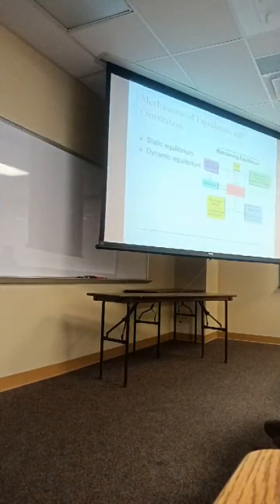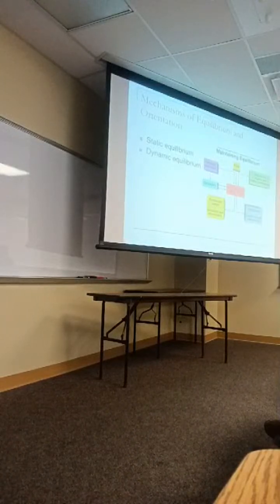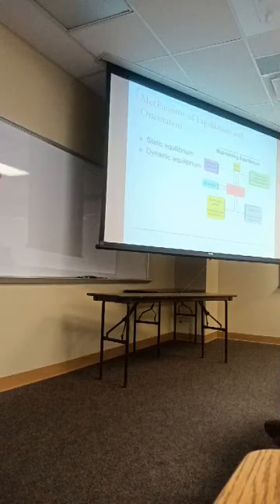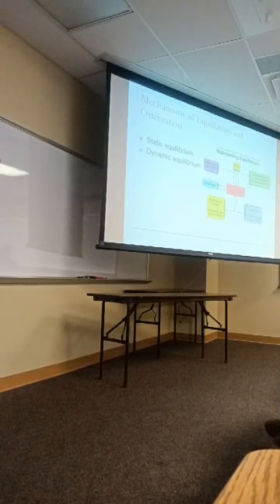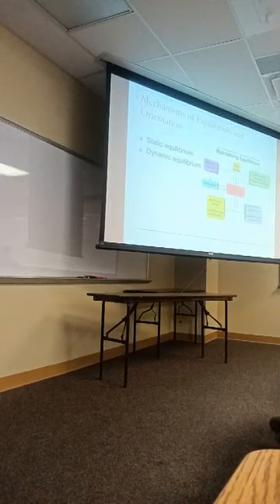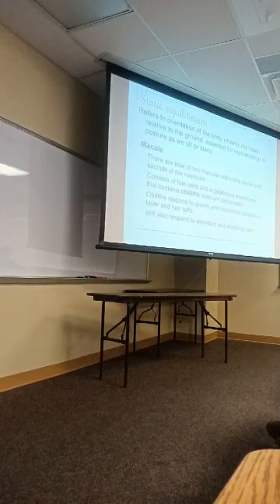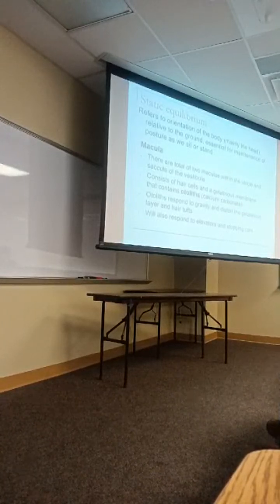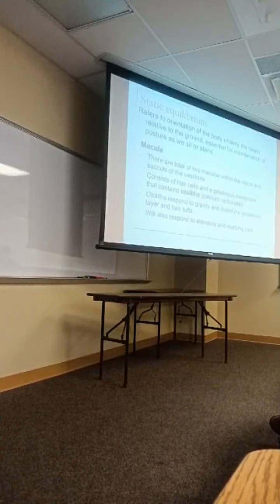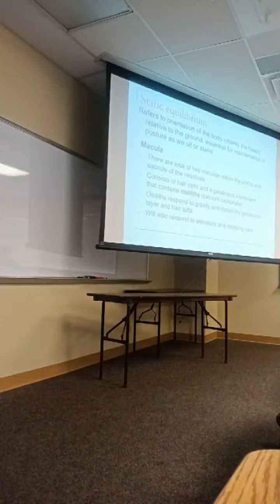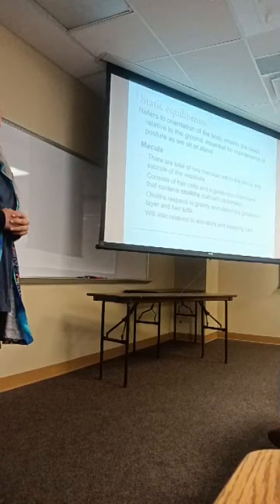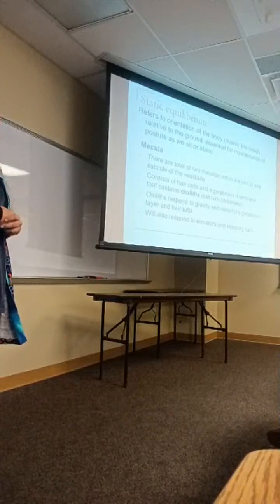And of course, ears. Even though obviously eyes and your body help with equilibrium, we're just going to concentrate on the ear. So we're going to ignore the eye contributions and the body contributions because we're talking about ears. Static equilibrium refers to orientation of the body, mainly the head, because that's where your ears are, relative to the ground. It's essential for maintenance of posture as we sit or stand, so you don't fall over or get dizzy just sitting still.